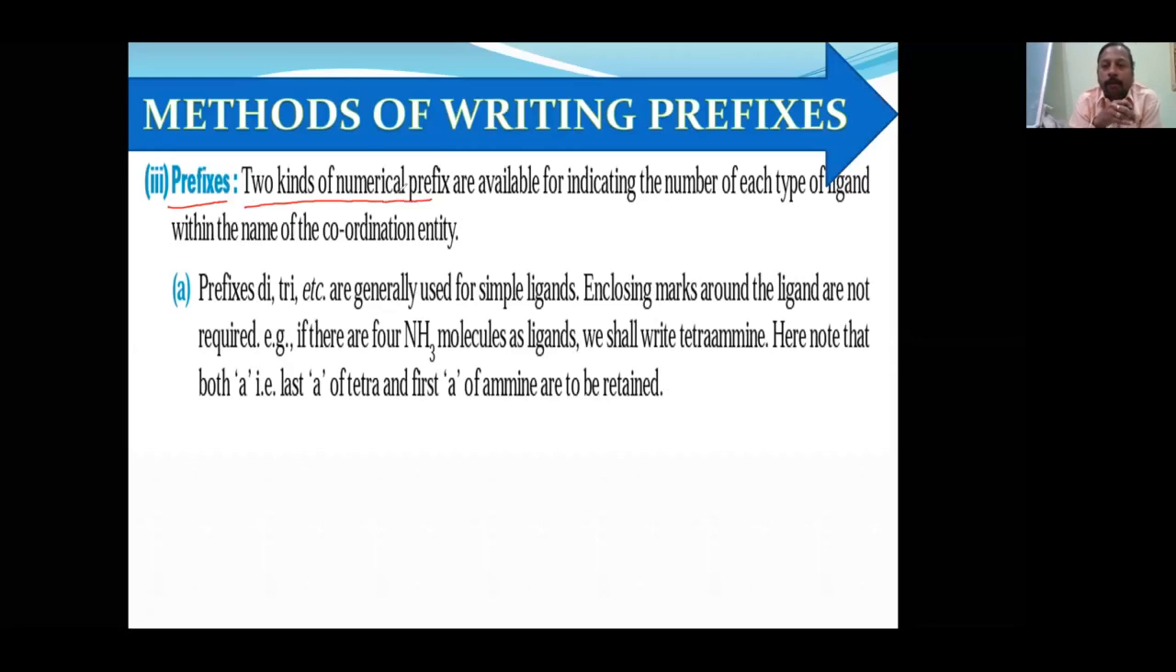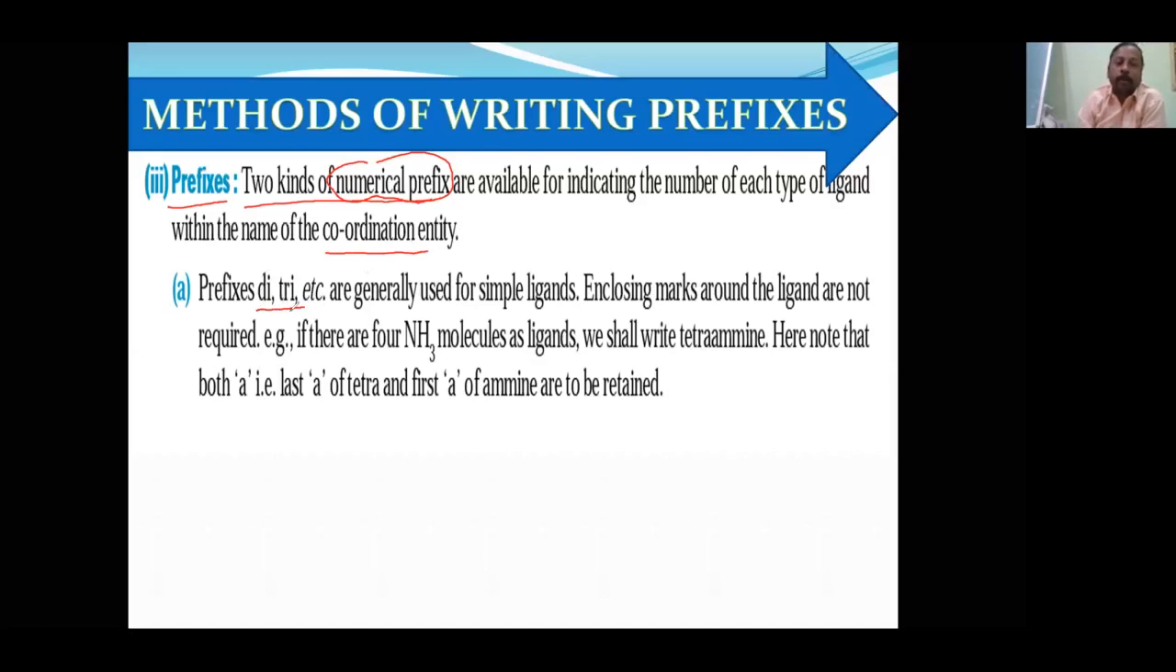Like in organic chemistry, we use trimethyl, dimethyl, dichloro. These are called prefixes. They are numerical and indicate the number of substituents available, that is, the number of each type of ligand with the name of the coordination entity. So there are two types of prefixes.